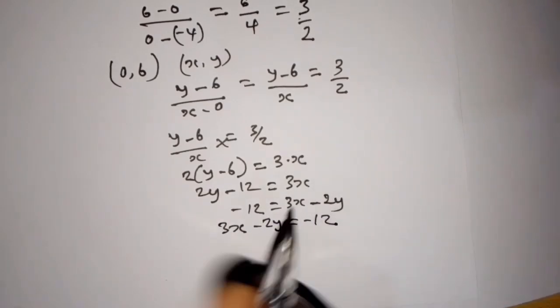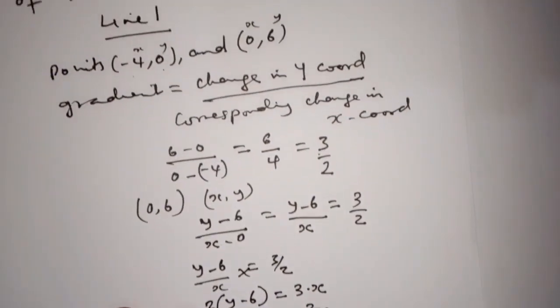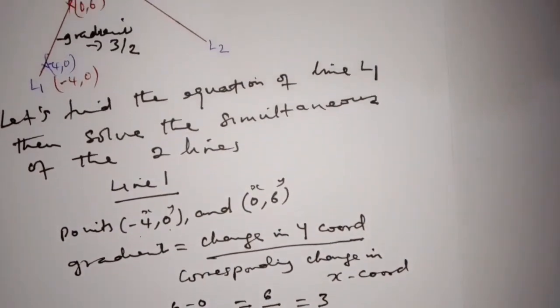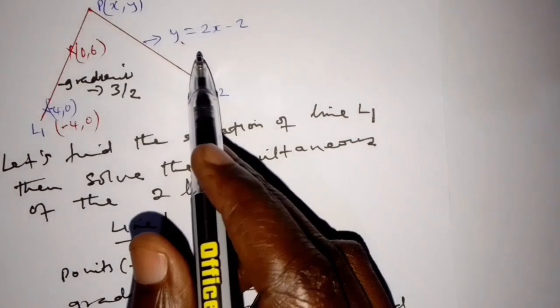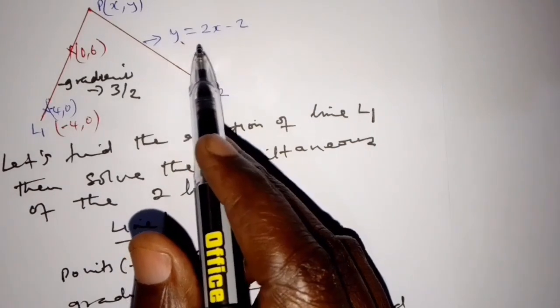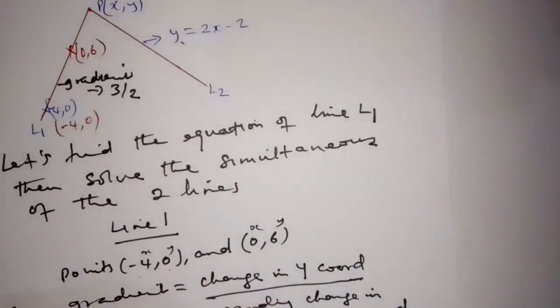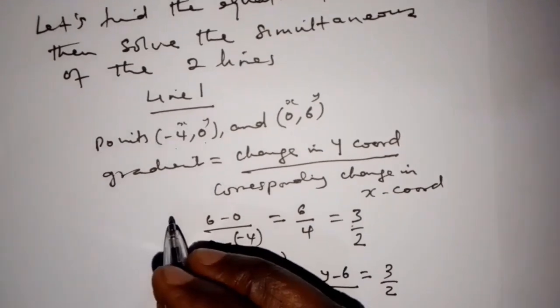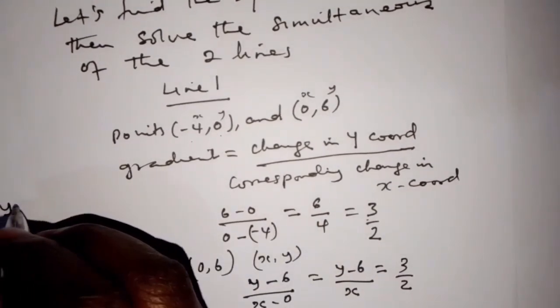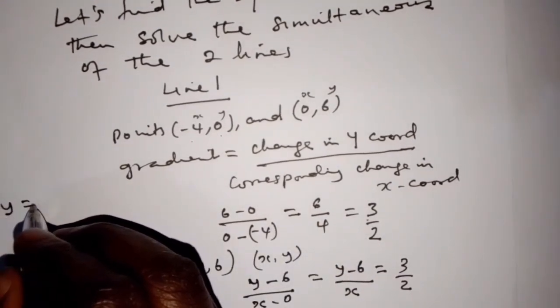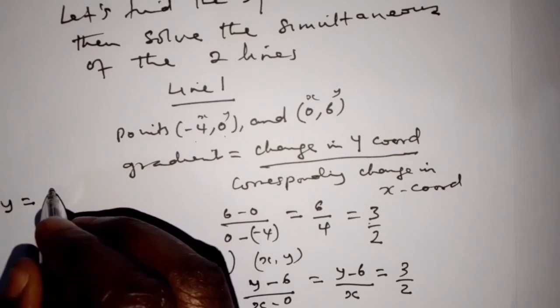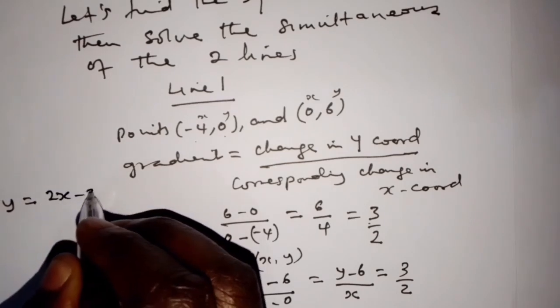And the other equation here is the one which we are given, y is equal to 2x minus 2.